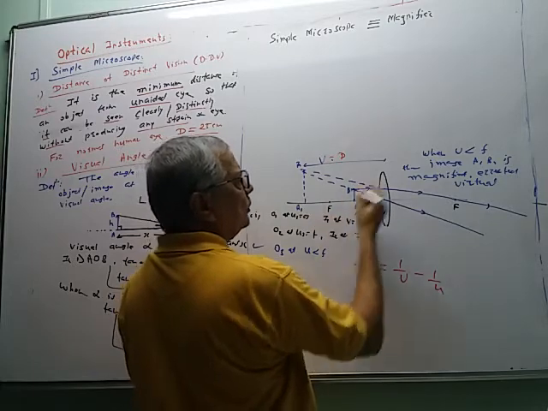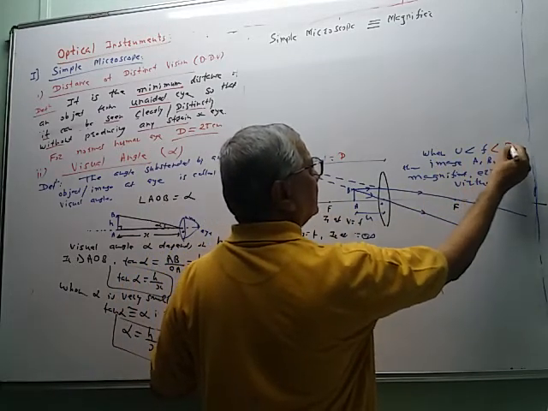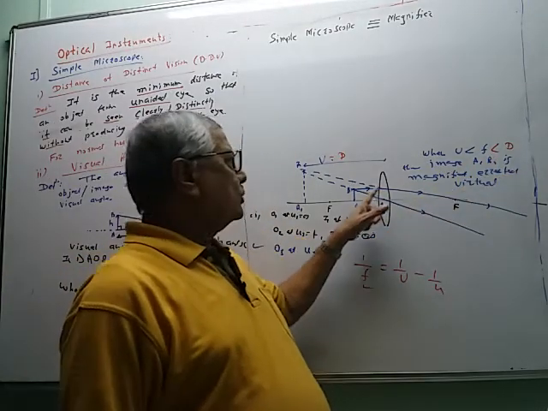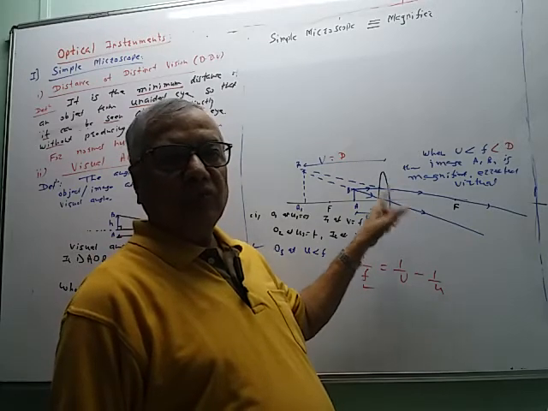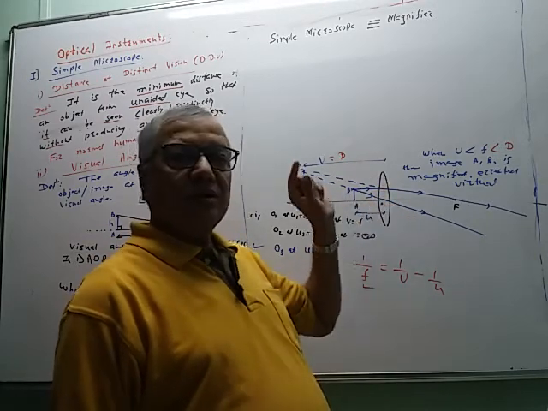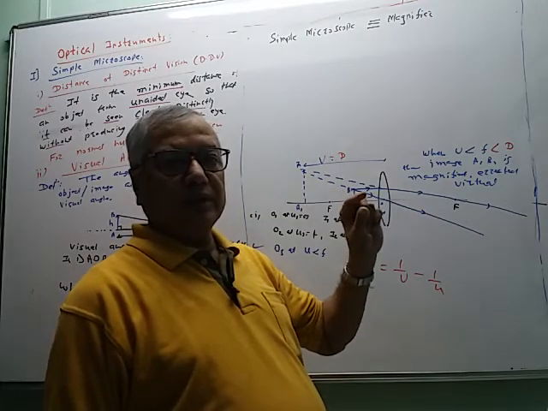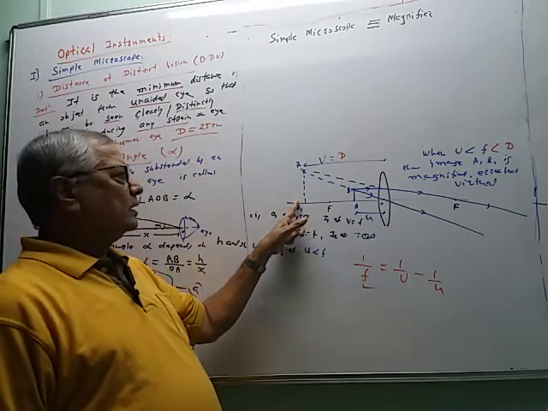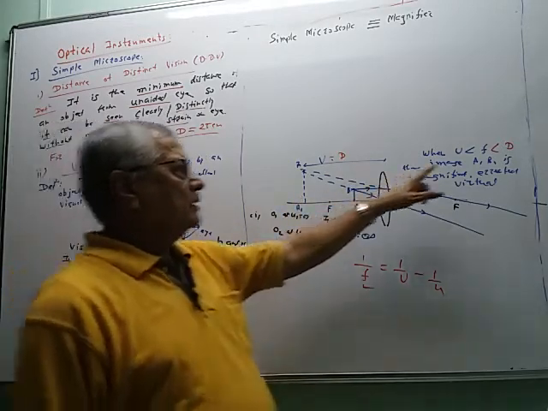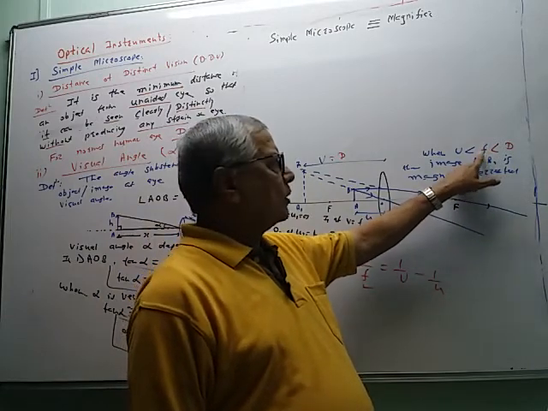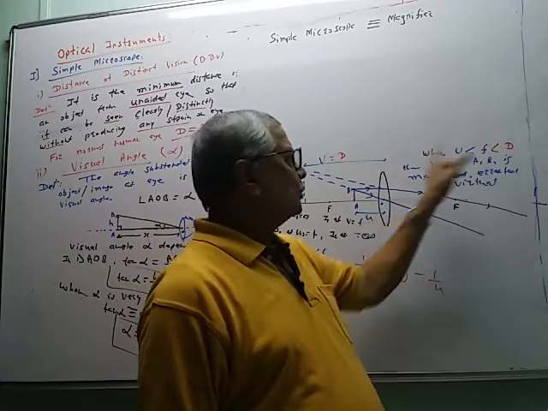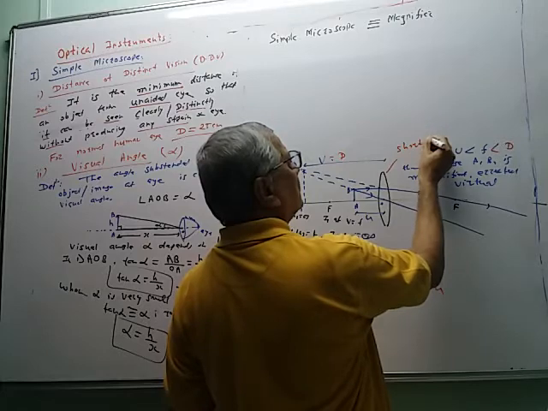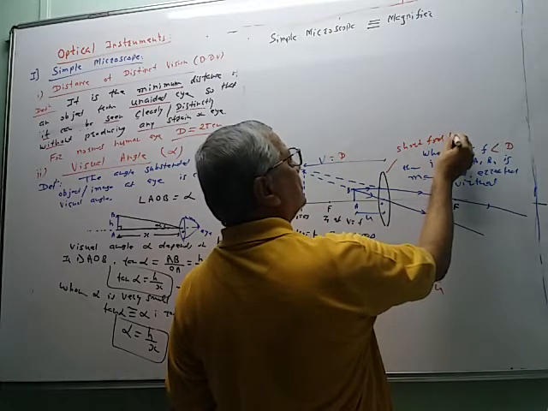So now what is the value of U? Object distance is less than focal length, and focal length is less than distance of distinct vision. So this is the condition. When we use a convex lens to observe the tiny object, very very small object, clearly, distinctly, without causing any strain, then this lens has certain requirement. The focal length of the lens is less than 25 centimeter. So this is a convex lens of short focal length.